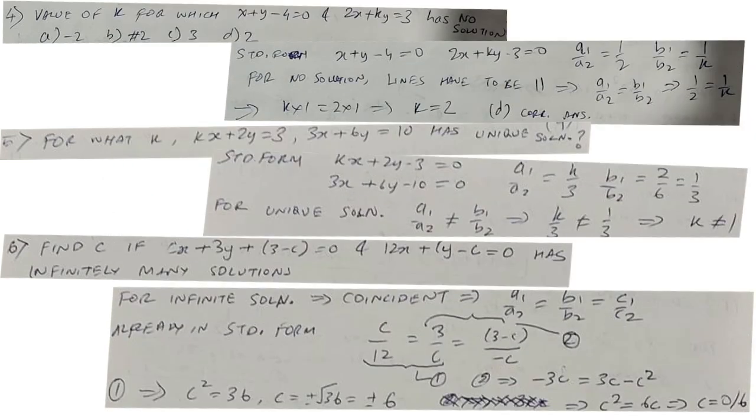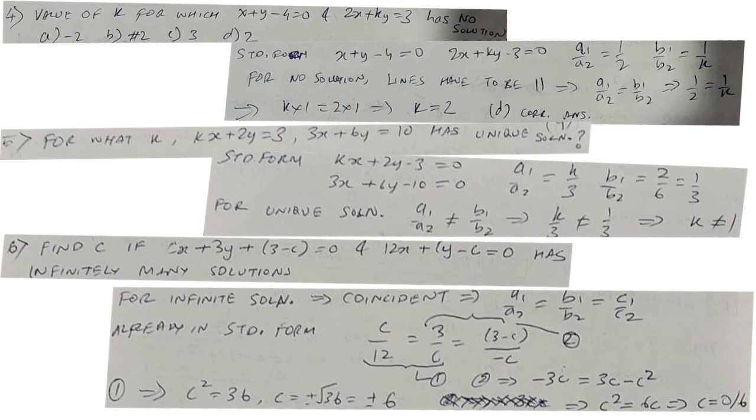Okay. Find c if cx plus 3y plus (3 minus c) is equal to 0 and 12x plus cy minus c is equal to 0 has infinitely many solutions. Infinitely many solutions means what? They are both coincident. Coincident means what? a1 by a2 equal to b1 by b2 is equal to c1 by c2. Okay. So for infinite solutions, coincident, which implies a1 by a2 is equal to b1 by b2 is equal to c1 by c2. They are already in the standard form, correct?